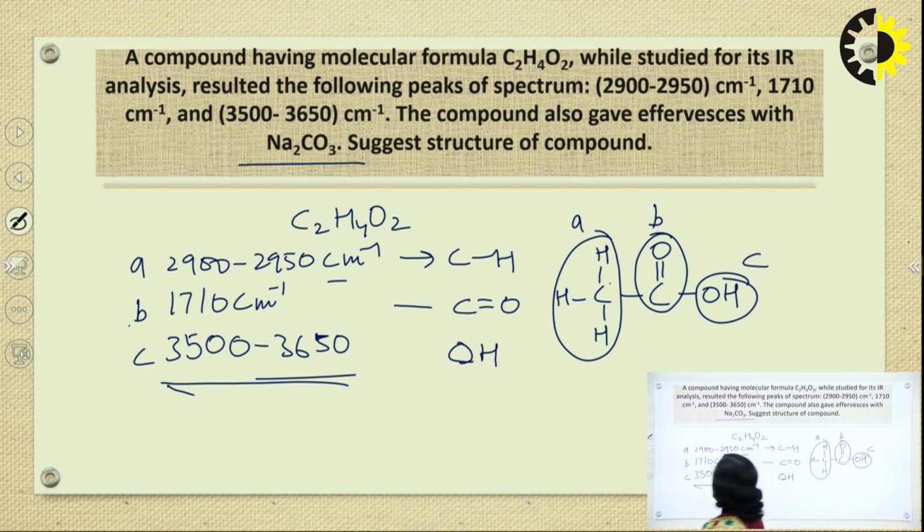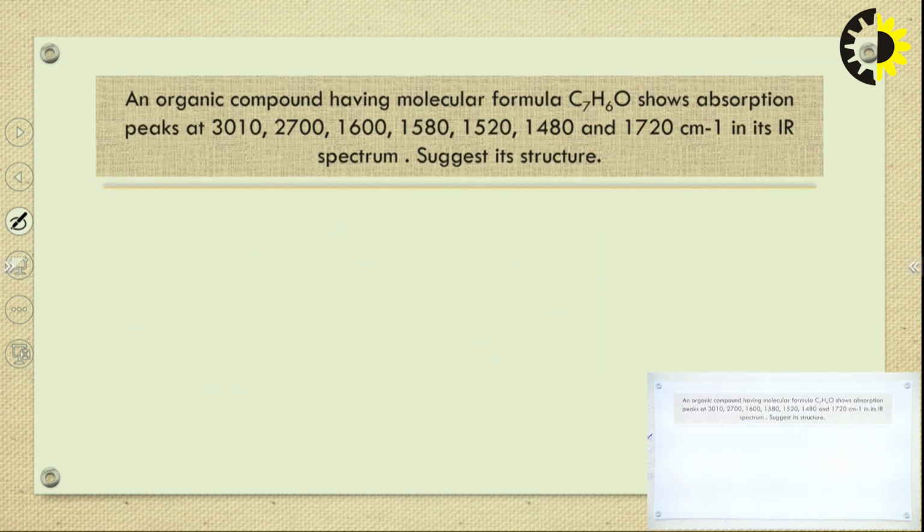Now, the next question. An organic compound having molecular formula C7H6O shows absorption peaks at 3010, 2700, 1600, 1580, 1520, 1480 and 1720. Lots of peaks. So, this must be quite difficult. Is it so? Let's see.